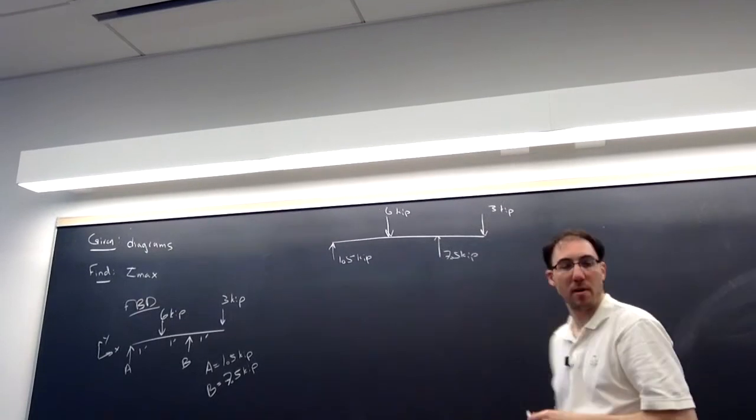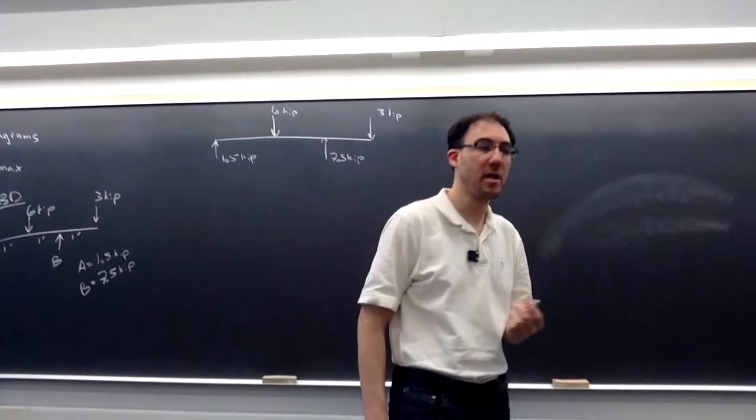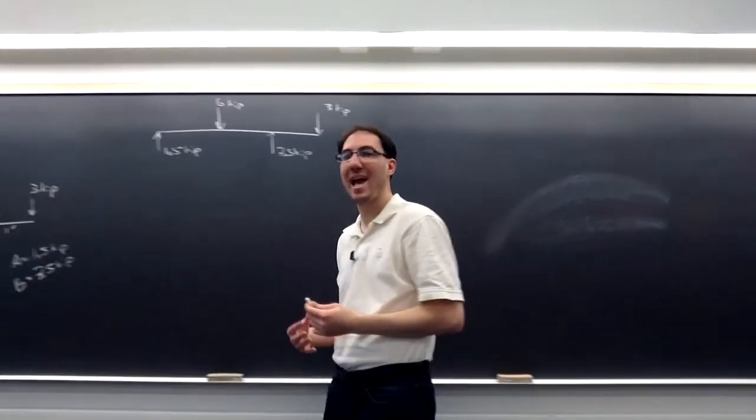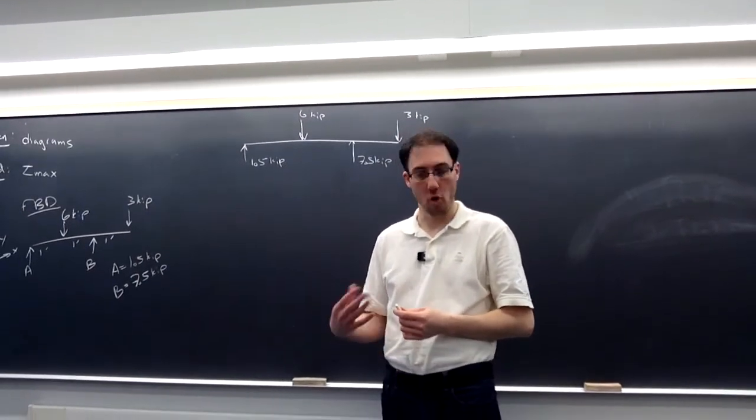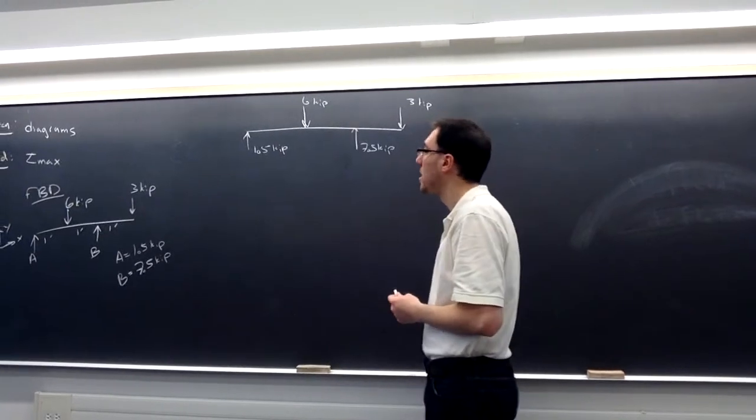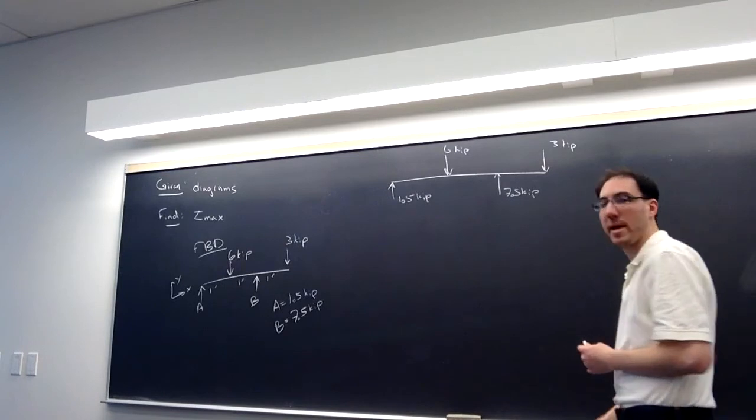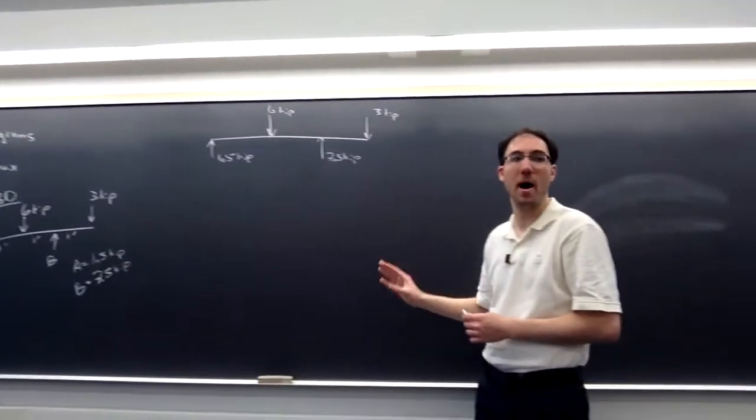And for this example, I only care about the shear stress. In general, though, I probably want to know what the maximum shear stress is and what the maximum normal stress, the bending stress, is. So for this one, I really only need the V part of the diagram. I won't make the M part for this, but in general, I probably would.